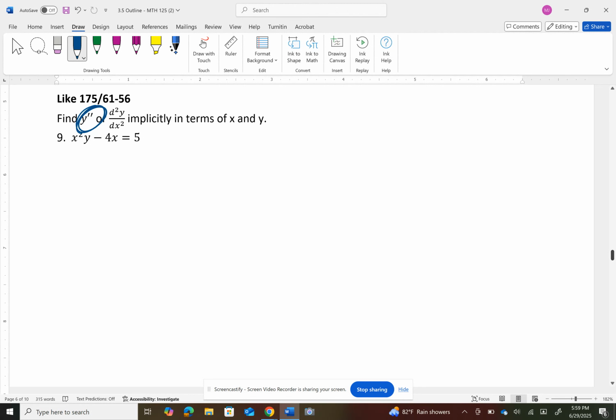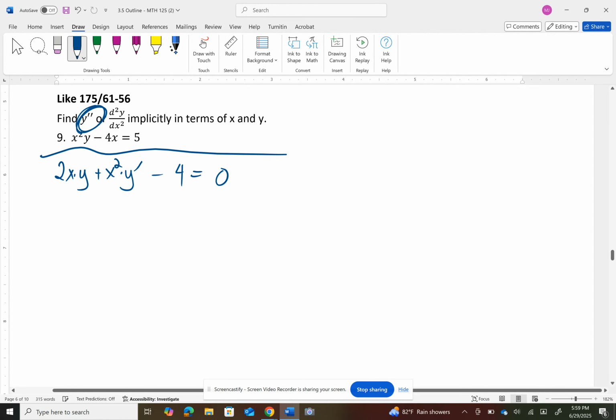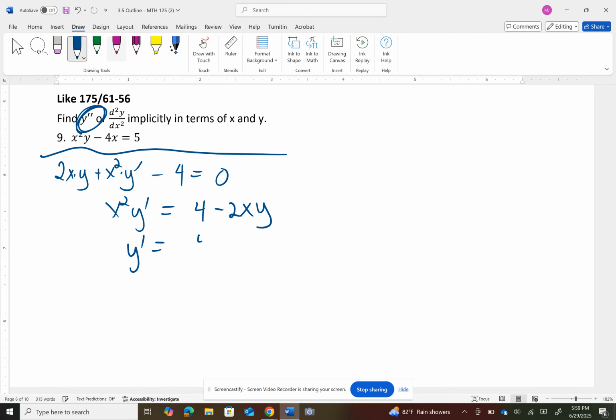This one we're trying to do a second derivative. So we start out by doing the first derivative. So we do 2x times the y as is plus x squared times the derivative of y with respect to x minus 4 equals 0. So I went ahead and did the derivative at that point. So x squared y prime would equal 4 minus 2xy. And then y prime would equal 4 minus 2xy divided by x squared. Okay.